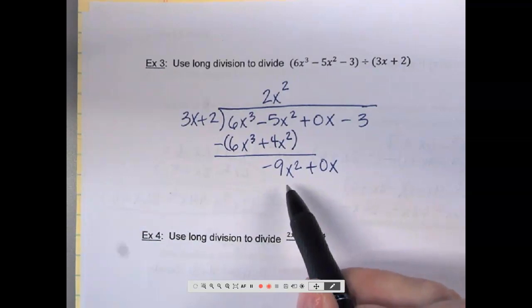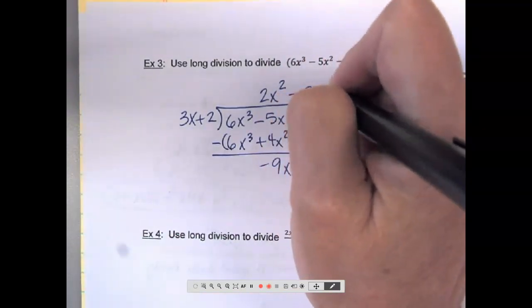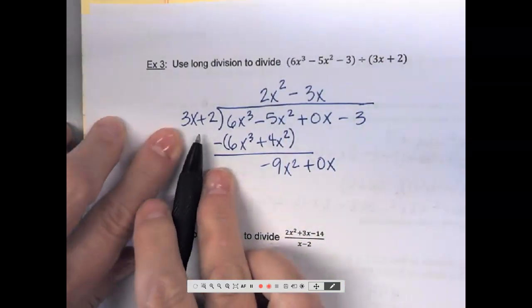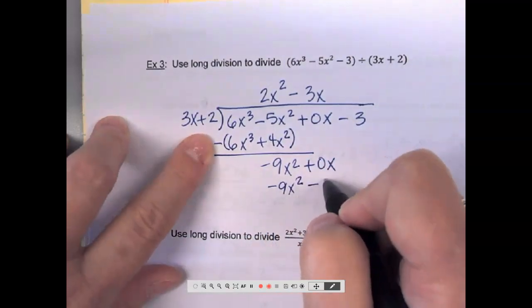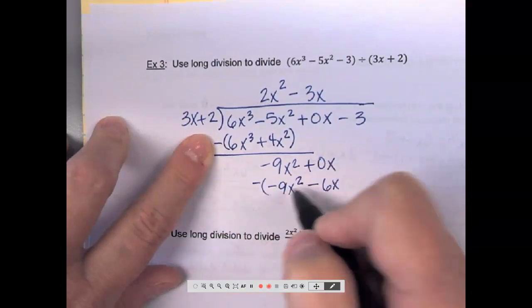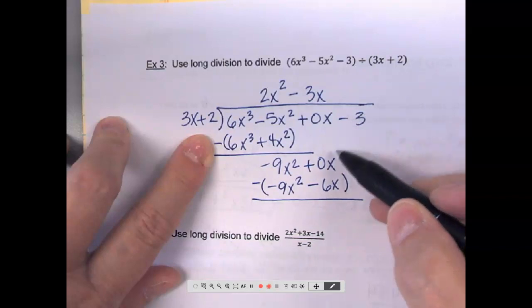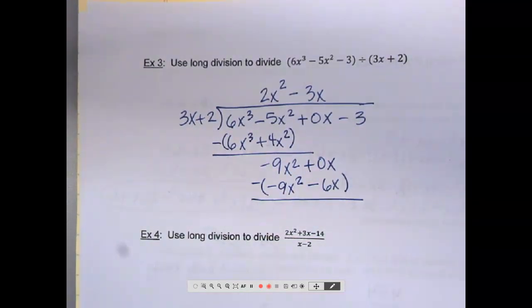What is negative 9x squared divided by 3x? Negative 3x. Okay, the negative 3x multiplies by both of these, and I get negative 9x squared minus 6x. Now you can see why the 0 needs to be there. If I didn't have the 0 there, I might accidentally get that 3 in there and subtract things that are not like terms. Okay, so what is 0 minus negative 6? Negative 6x.